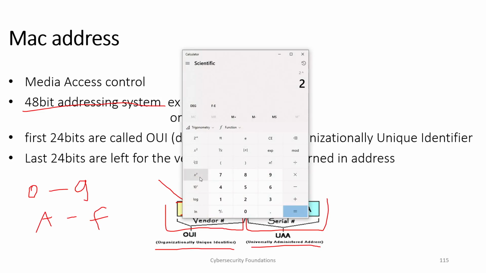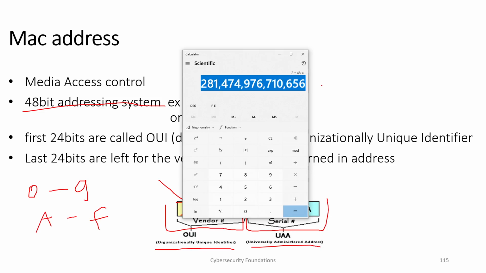So why 2? Because we have 2 options, either 0 or 1. Why is it 48? Because a MAC address has 48 bits. So each bit in the MAC address could accept either 0 or 1. That makes this the total available MAC addresses that can be used. It is, I believe, like 281 trillion. Okay?